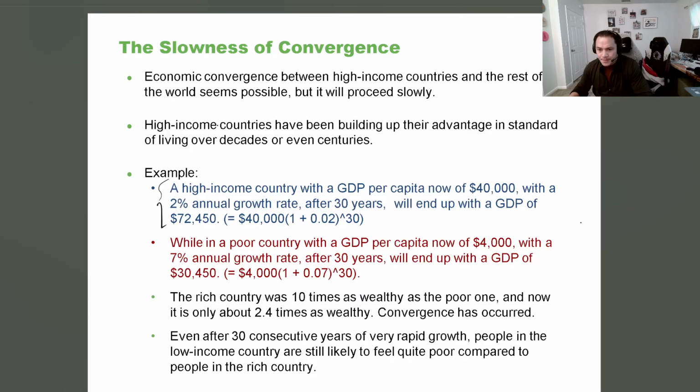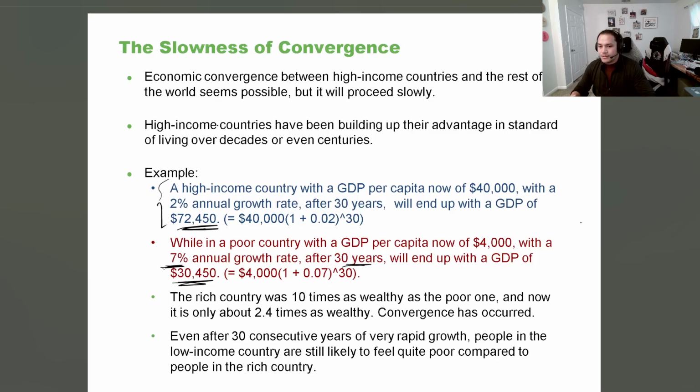for our GDP per capita. Grow at 2% over 30 years. With that sustained 2% growth, in 30 years we'll end up with a GDP per capita of $72,450. We have another economy 2 over here, a poorer country with a starting GDP per capita of $4,000. If they grow at 7%, so a really fast rate, and they sustain that 7% growth over 30 years, after that 30-year period, their GDP per capita will be $30,450.